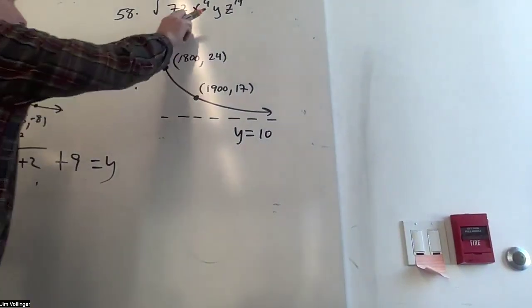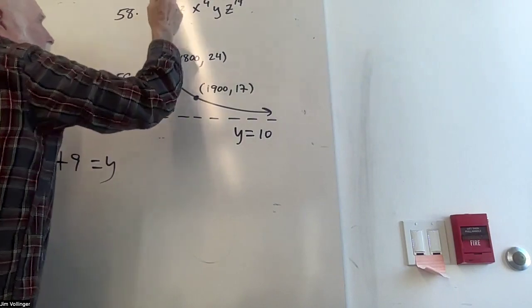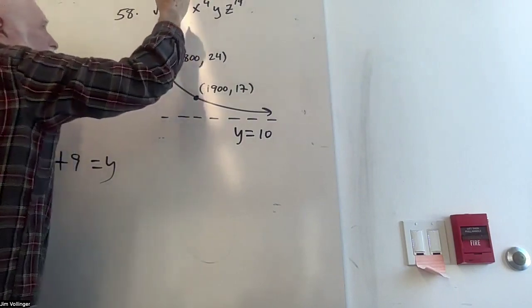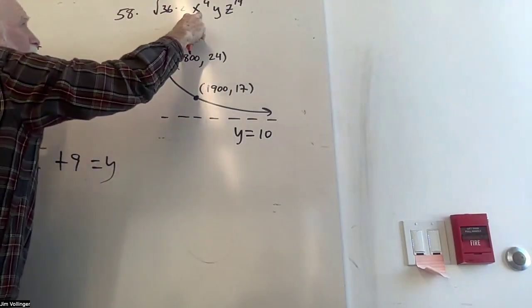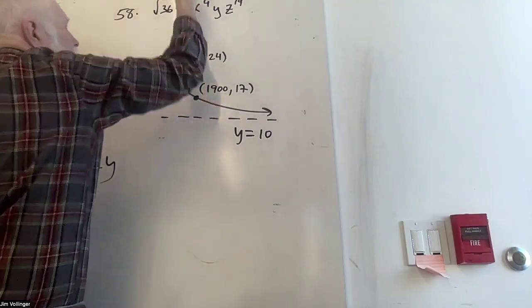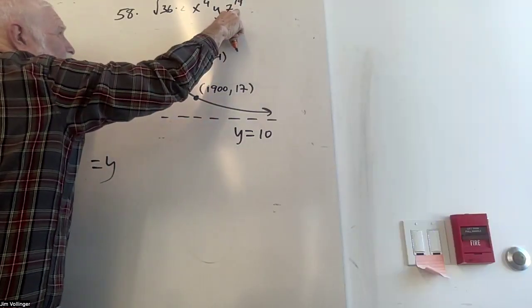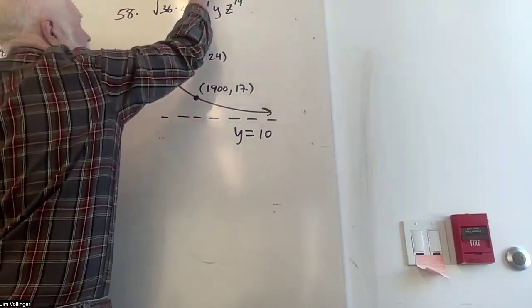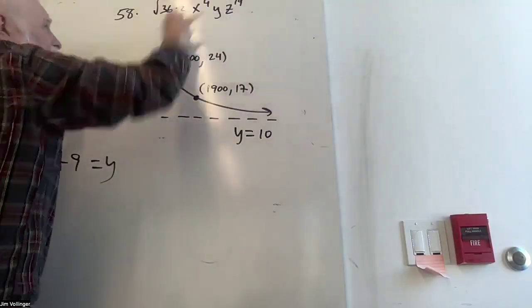72. I know 72 is 36 times 2. And I know the square root of 36 is 6. I'll leave the square root of 2 over here. X to the 4th, the square root of x to the 4th. I think I can divide 4 by 2. I think I got to leave the y inside. I think I can divide 19 by 2. That gets me to 18. That gets me to 19. That's your answer.